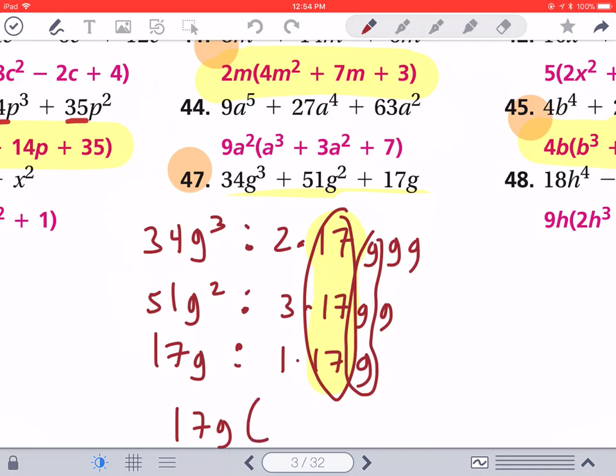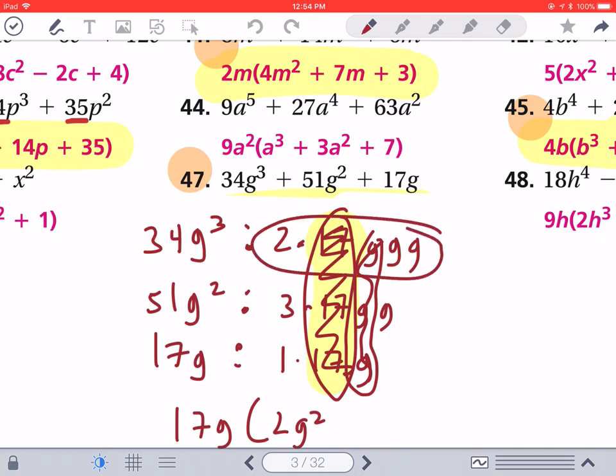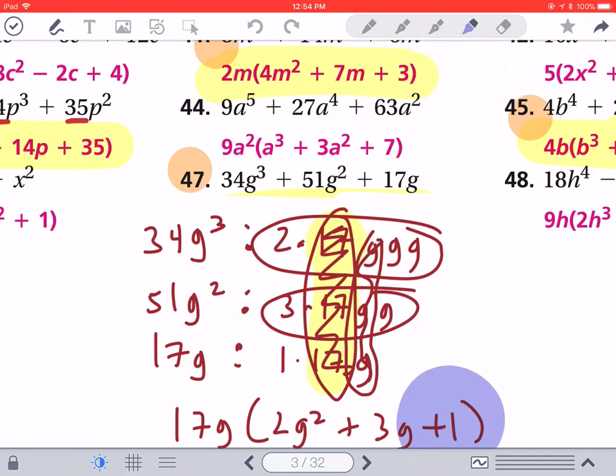And then what I'm left with, after I factor that out, you can kind of think of it like this. I've already used these right here. So now I'm left with 2g squared. Where did I get that 2g squared from? Right here. Plus 3g. That's what I'm left with. And then plus 1. I'll highlight this in red. You don't want to forget this plus 1 at the end.